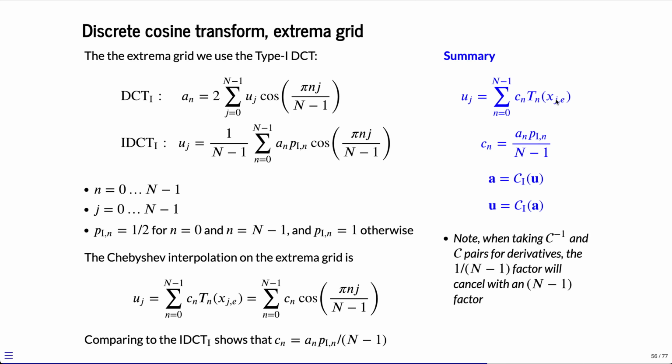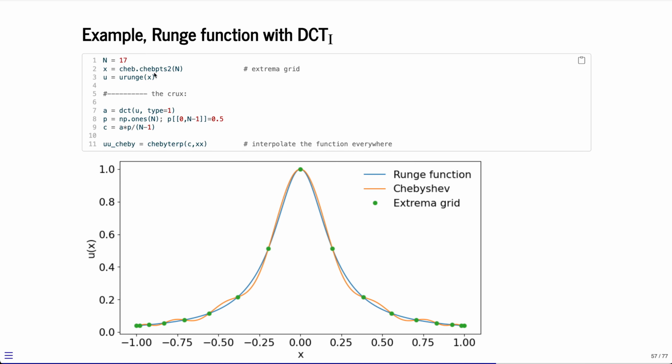And then you can do the summary again. So we have this thing noting the comma e because we're on the extrema grid. Then we say, okay, but C is A times P over n minus 1, where A is the type 1 transform and U is the inverse of that. And then we code it. It looks basically the same, but now we have Cheb points 2. Confusingly, the roots function was Cheb points 1 using a type 2 transform, and the extrema grid is Cheb points 2 using a type 1 transform. Super annoying, but that's what we got. So be careful with these numbers.